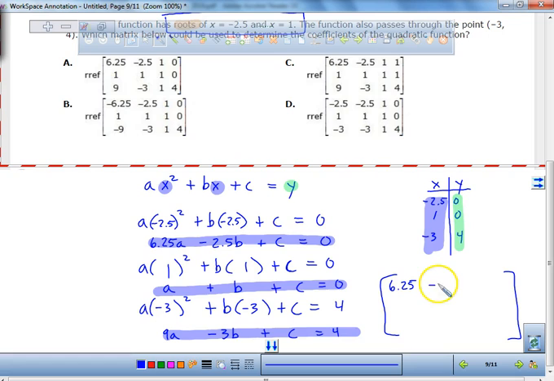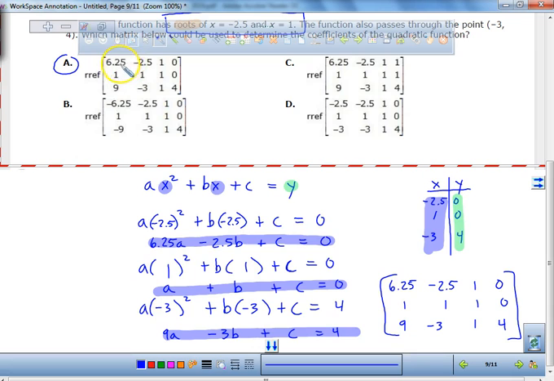6.25, negative 2.5, 1, and 0. Second row, what does it look like? 1, 1, 1, 0. Third row: negative 3, 1, and 4. We just got to find the one that matches every single one.